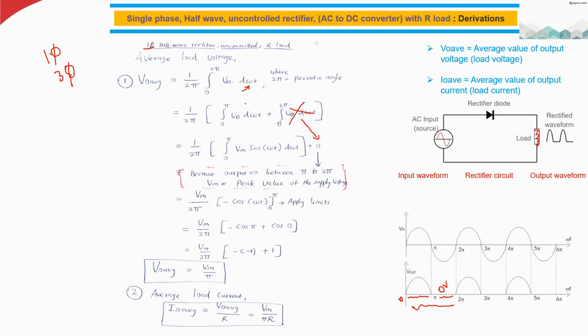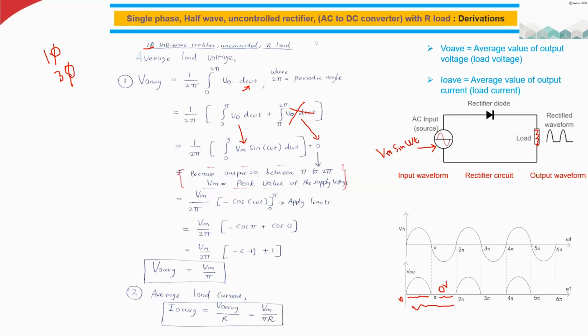So we only have this first part, 1 divided by 2 pi, integral of 0 to pi, Vm sine omega t. Where does this Vm sine omega t come from? We are applying the input voltage, right? This is the input voltage. In Fourier series, we represent this sinusoidal input voltage with Vm sine omega t. This is the mathematical representation of the sinusoidal signal.